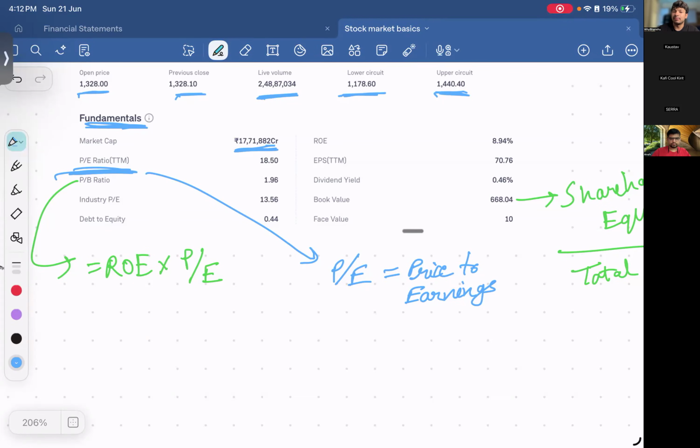Actually, I was thinking maybe it's not a bad idea to show it on Groww. Actually, I'll show it at the end. Let me just finish the price to earnings bit before we come to it.